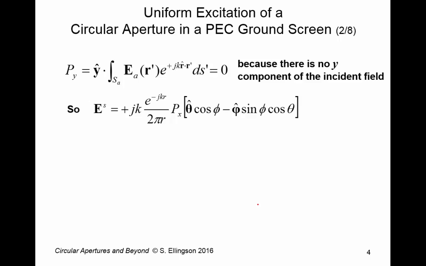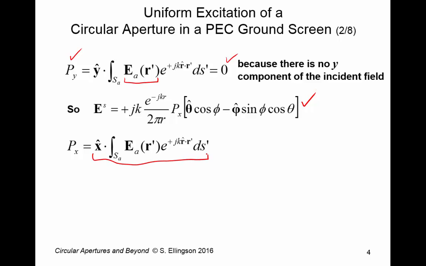Okay, so let's start working the problem. First, the y component of the spatial Fourier transform is simple to compute because there is no y component of the electric field. Therefore, the result of that integration is 0. So all the p_y's are 0. So our expression for the far field simplifies immediately because all the p_y's are 0. The p_x's are not 0. So here we are computing that quantity.